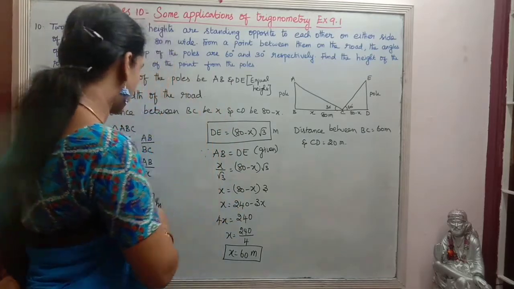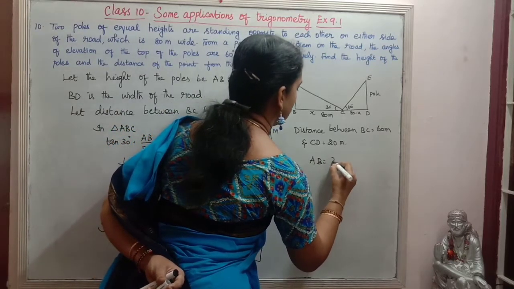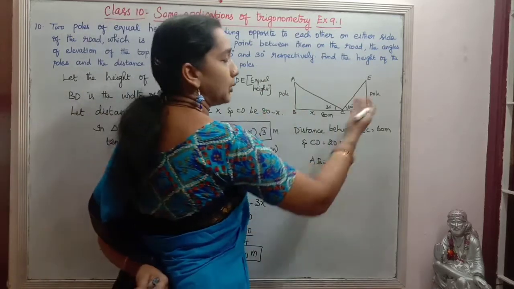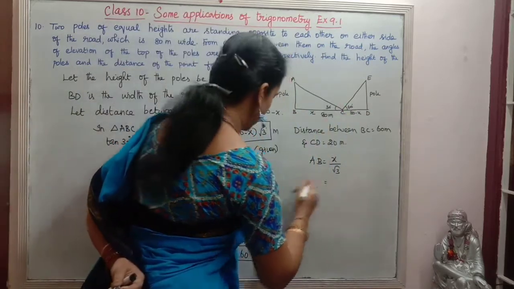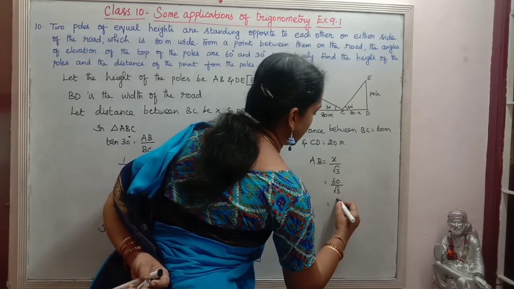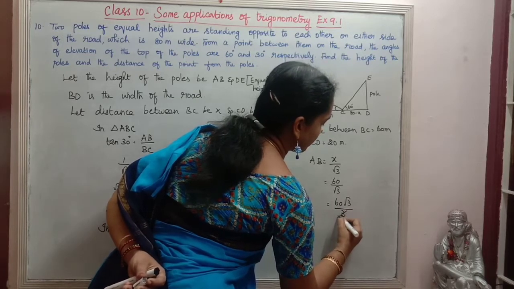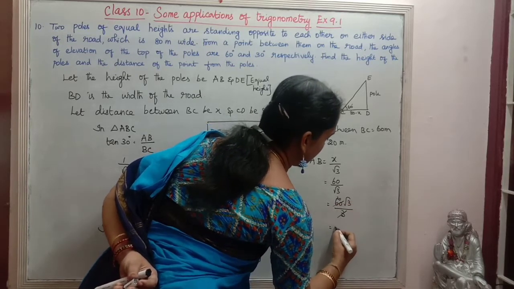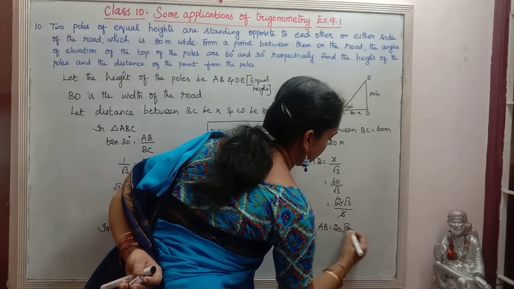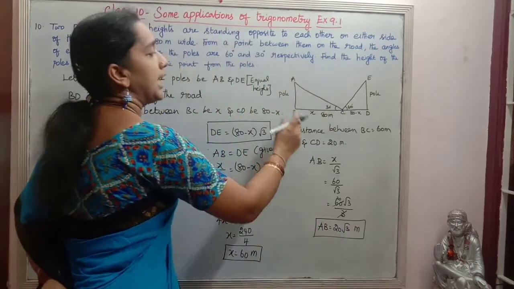So the height of the pole is AB is equal to x by root 3. If we find AB, that will be equal to DE also. So x value we got as 60. So 60 by root 3, when we rationalize it, we will get 60 root 3 by 3. When we simplify this, we will get 20 root 3. AB is equal to 20 root 3 meters. So this is the height of the pole.